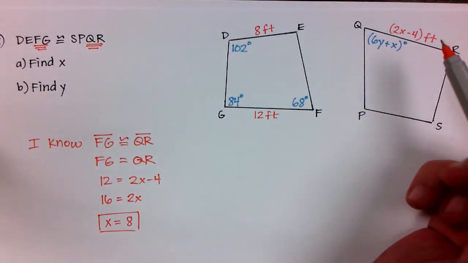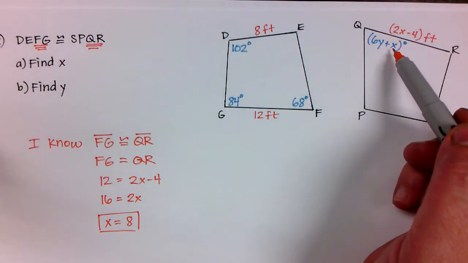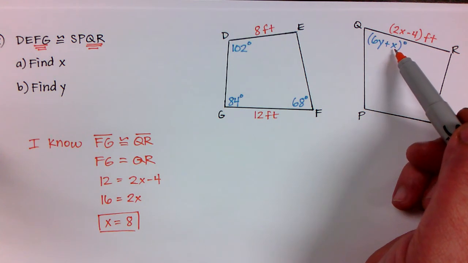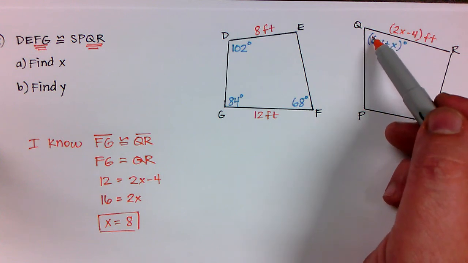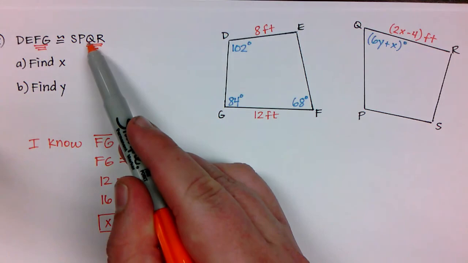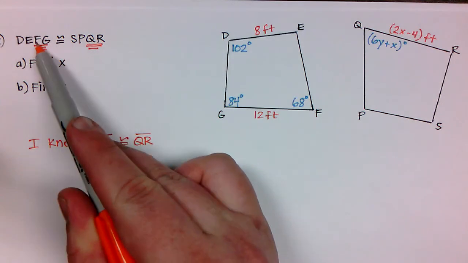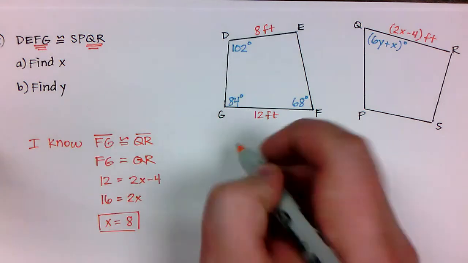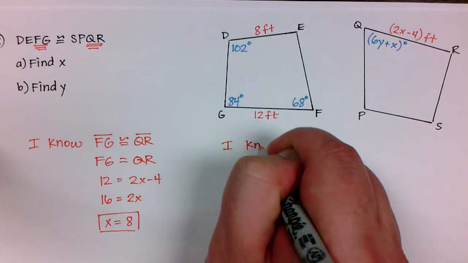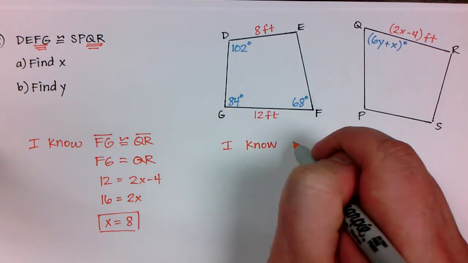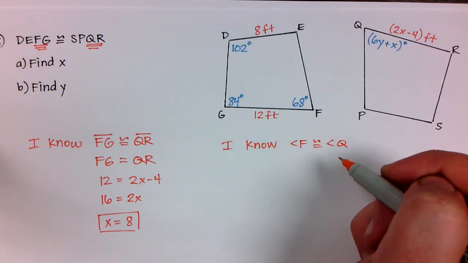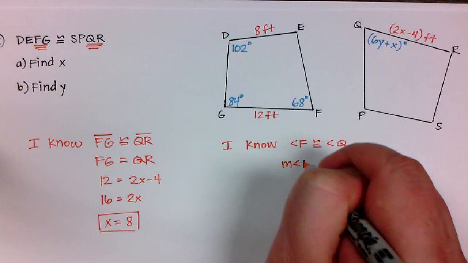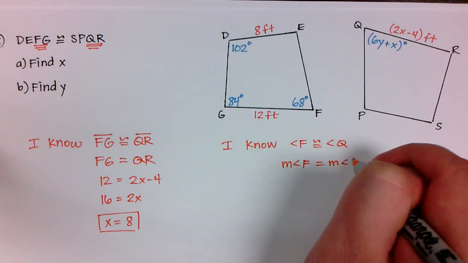So then when I'm looking over here, I know that I can automatically plug in that x in this 6y plus x. Okay, so really now it's 6y plus 8. And what angle does angle Q correspond with? So let's go back to what we're written. Q, it looks like, corresponds to angle F. So I know, just from what I'm told in the beginning, that angle F is congruent to angle Q, which means that the measurement of angle F equals the measurement of angle Q.